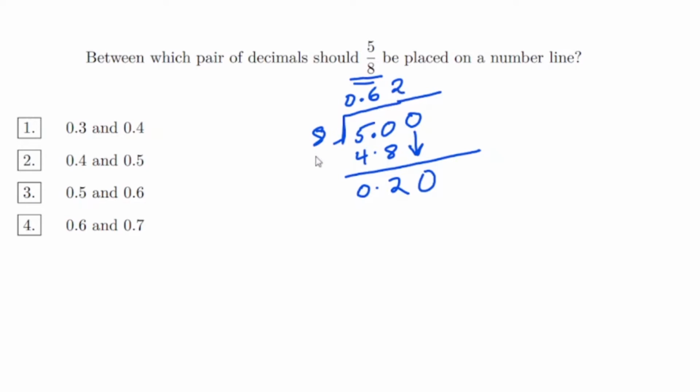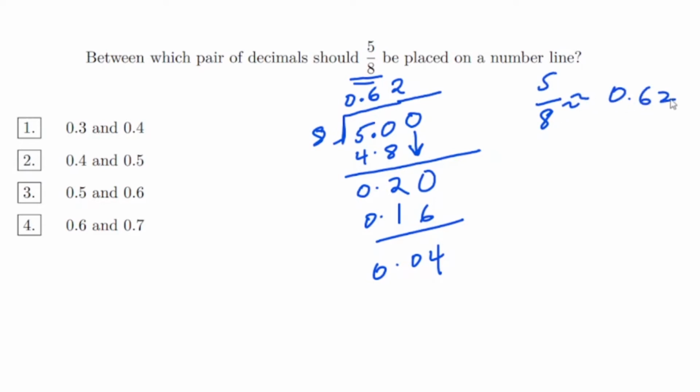Okay, so if we subtract this from that, we get 0.04. So we get that 5 divided by 8 is approximately equal to 0.62, and that means that 5/8 lies between 0.6 and 0.7. So this is the correct answer.